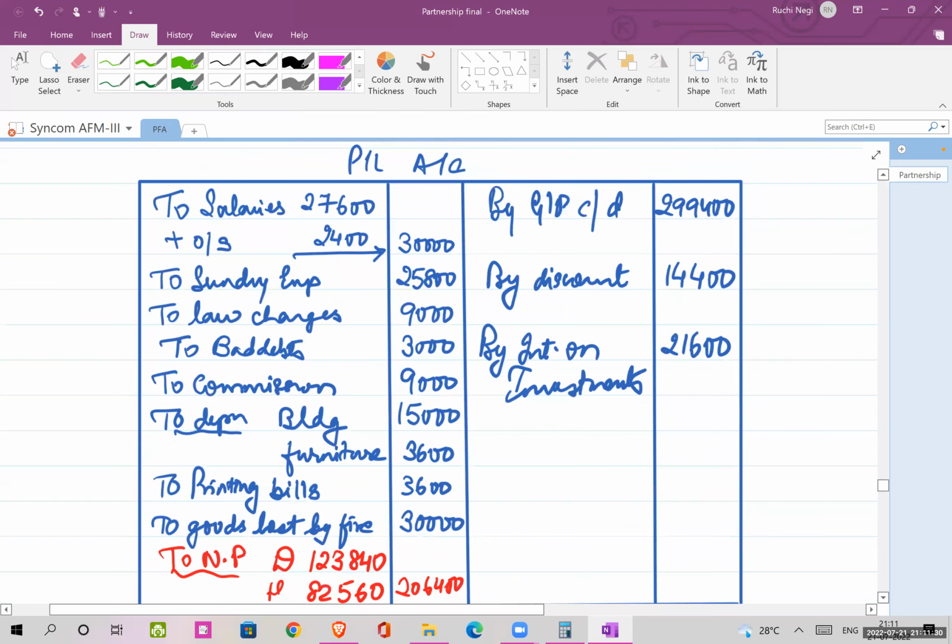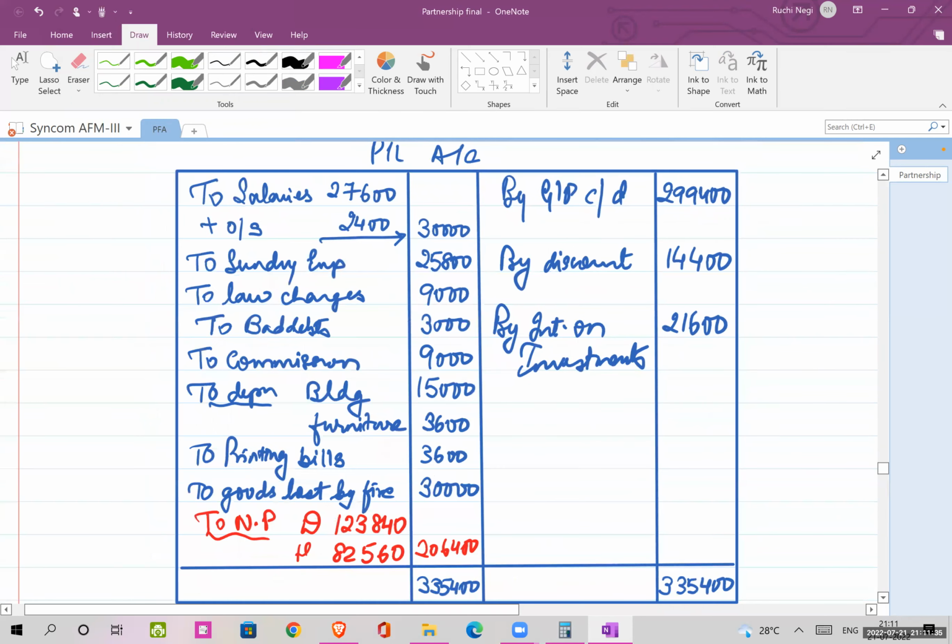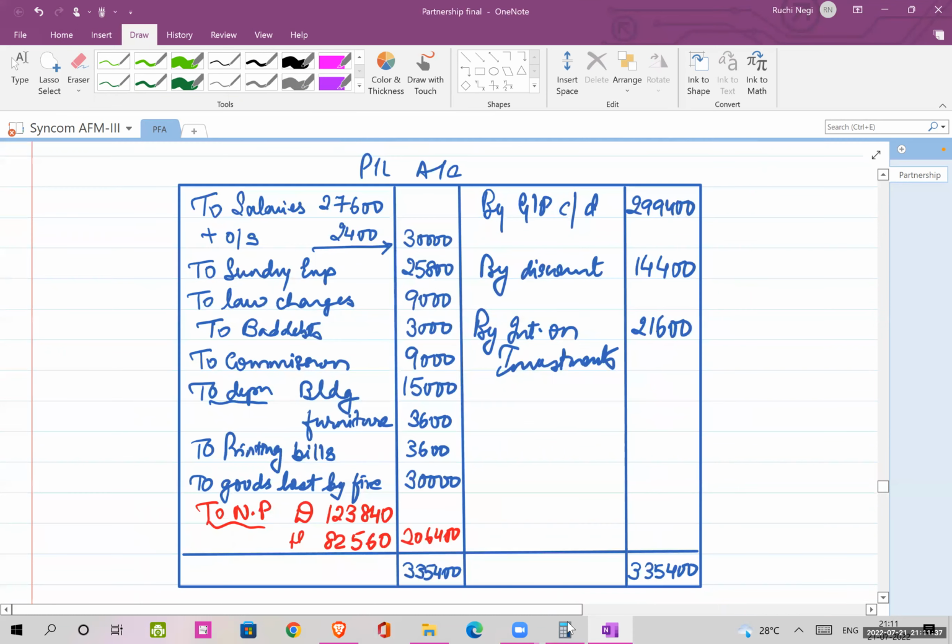Now let's see our P&L. Salaries is having an adjustment, outstanding salaries.